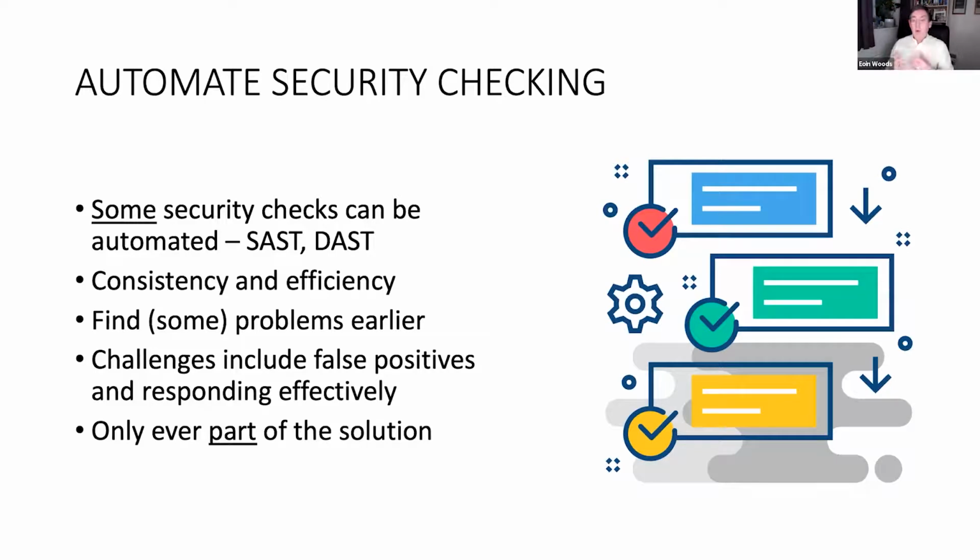My next principle is to automate security checking, or at least automate as much security checking as you can. Some security checks can be automated. For example, static analysis tools, dynamic analysis tools. These are very, very useful because they bring consistency and efficiency to part of the security process, which human beings are really bad at. If you ask a human being to read their code and check it for security vulnerabilities, honestly, we're not very good at that as humans.